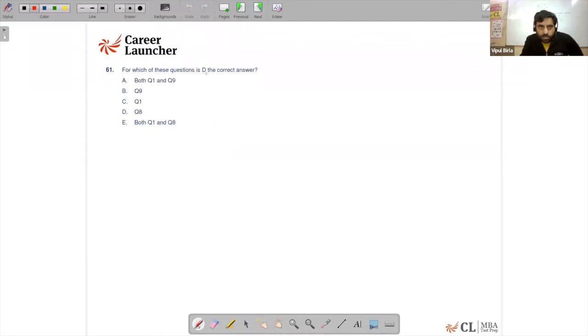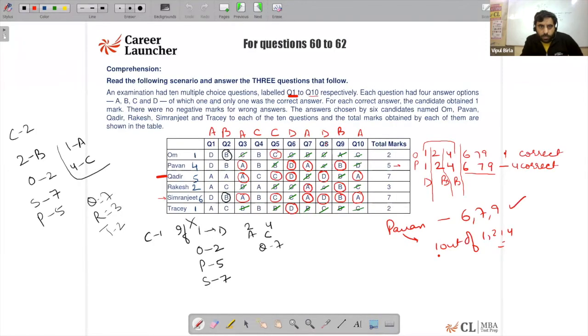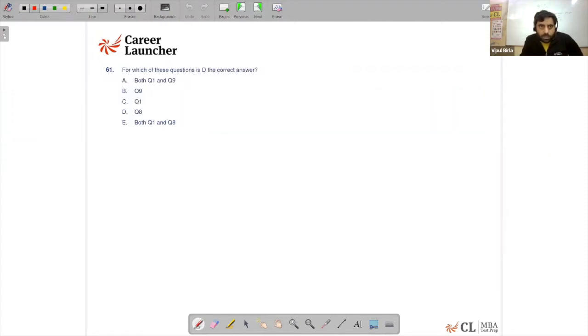For which of these questions is D the correct answer? D is the correct answer for 6 and 8. No, 6 is not there. So therefore, 8 is the right answer.